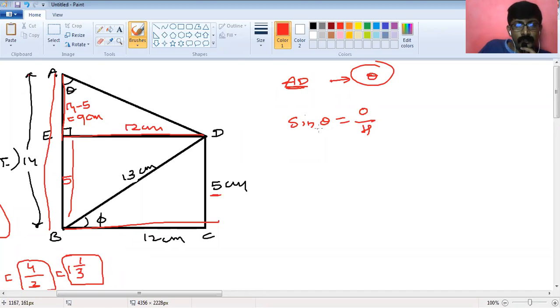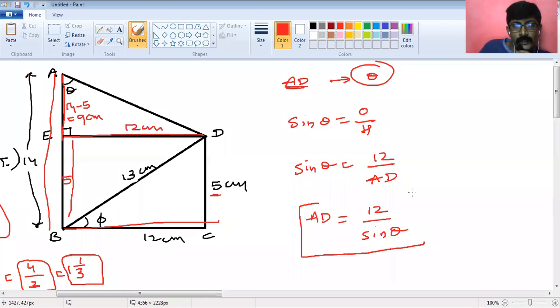Now sin theta, I'll write it down as it is. Sin theta opposite side कितना है? 12, and hypotenuse कितना है AD. So we can write AD is equal to 12 upon sine theta. So this is how we write AD in theta format. I hope you understood this.